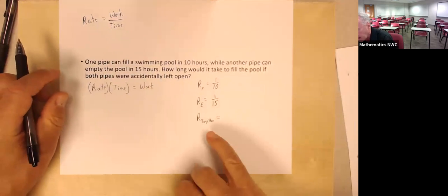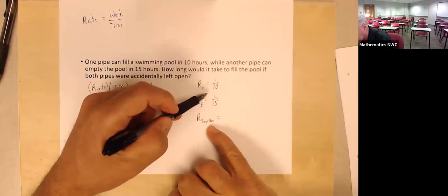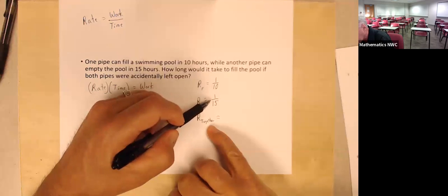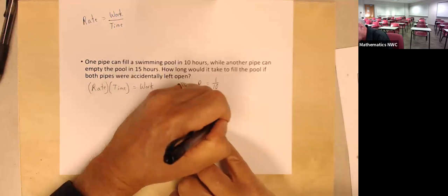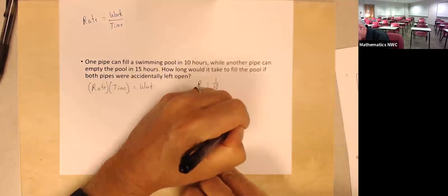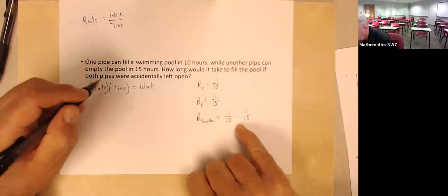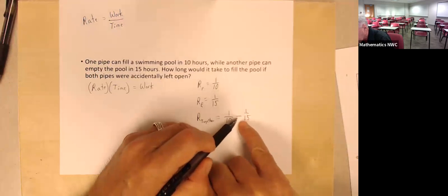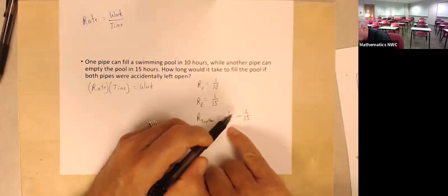It's a rate together, but they're working against each other. This one is adding to the pool. This one is subtracting from the pool. So I have the adding part, subtracting the emptying part, and I get a net rate of filling. But the emptying is being subtracted as the filling is occurring.